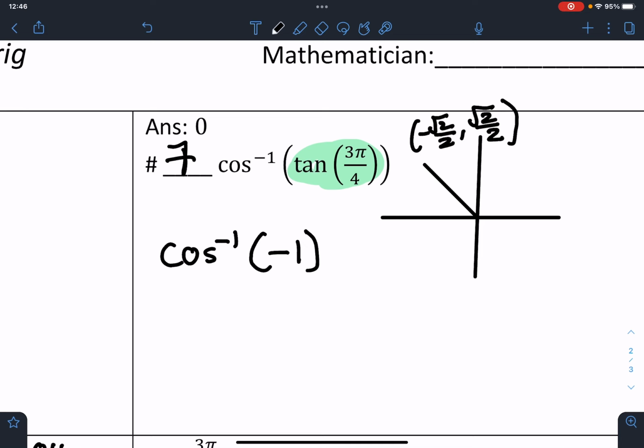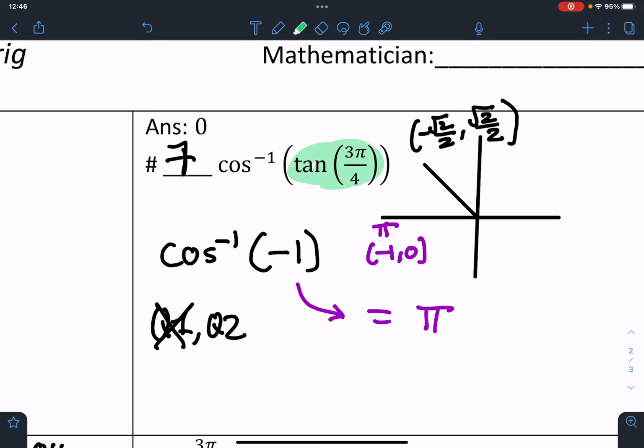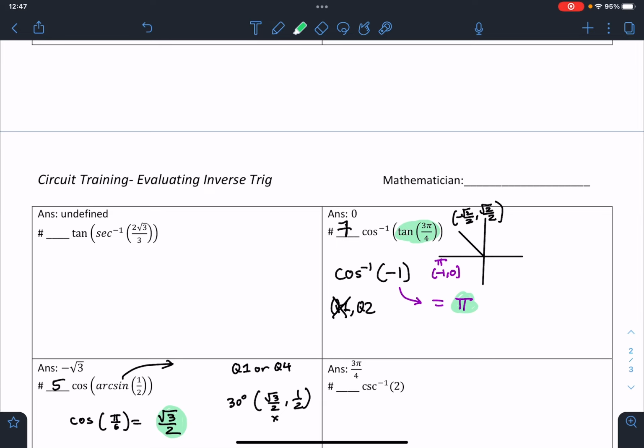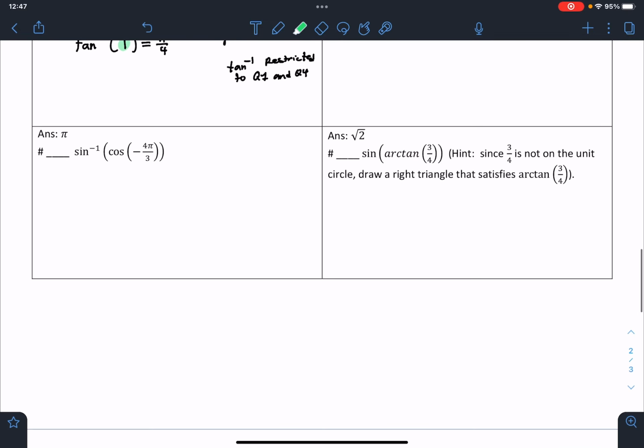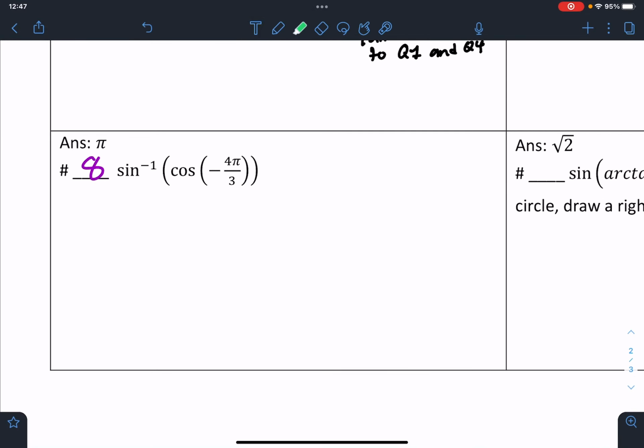And then cosine inverse of negative 1 is quadrant 1 or quadrant 2. Once again, I know it's in quadrant 2 because I got a negative answer. And if you're at pi, everybody, I hope you remember that this is negative 1 comma 0. And the definition of cosine is the x value. So at what x value, at what degree will give me an x value of negative 1? This answer is pi. So we're right here. I hope it's starting to feel a little repetitive.